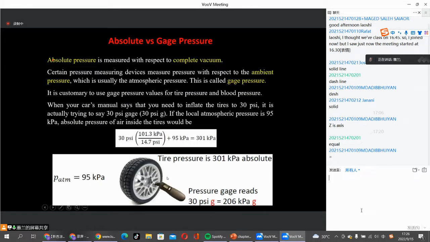Okay, so in daily life, the tire pressure is shown in gauge pressure. For example, if the tire pressure is 30 psi gauge, its real absolute pressure should be plus the atmospheric pressure here. Okay, and also for blood pressure, when you go to the hospital and see a doctor, the doctor tests your blood pressure, and the blood pressure is also shown in gauge pressure.